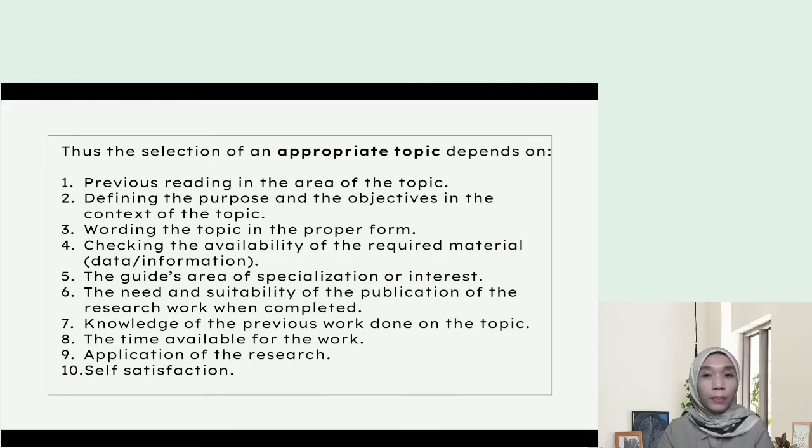Thus, the selection of an appropriate topic depends on previous reading, again on the area, topic or main issue, defining the purpose of the objectives in the context of the topic, and then wording of the topic in proper form, checking the availability of the required material, data, or information, and then the guide's area of specialization or interest, the need and suitability of the publication of the research work when completed, the knowledge, again the knowledge of the previous work done on the topic or issue, the time available for the work, how much time you have to finish your writing, application of the research, and of course self-satisfaction.